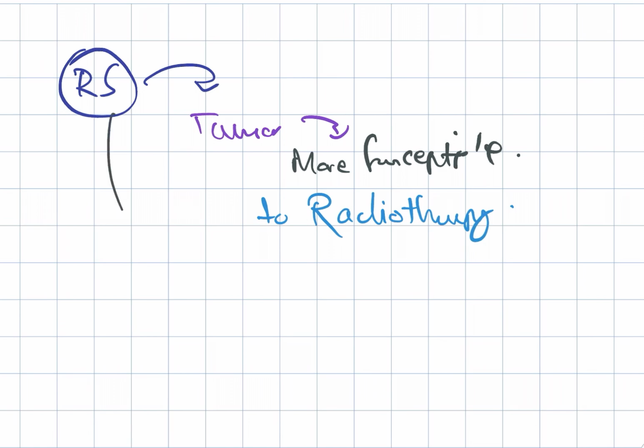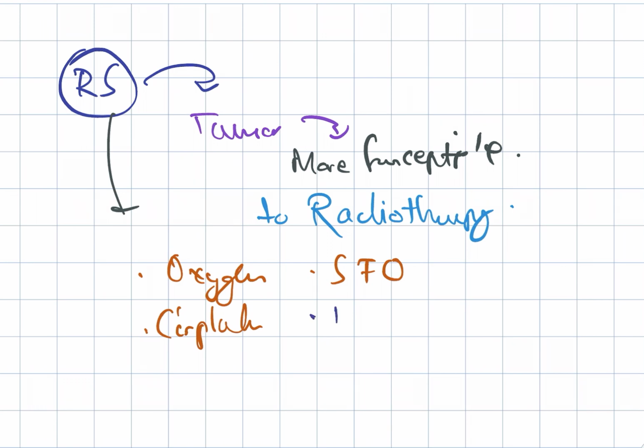So the examples of radio sensitizers include oxygen, cisplatin, 5-fluorouracil, gemfibrozil, gemcitabine, and nitroimidazole.